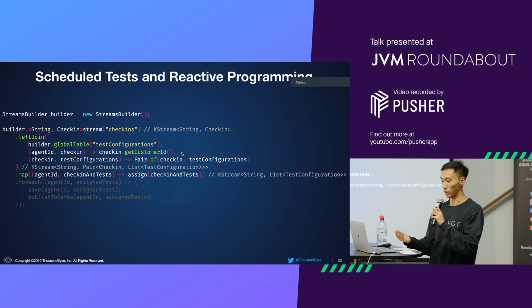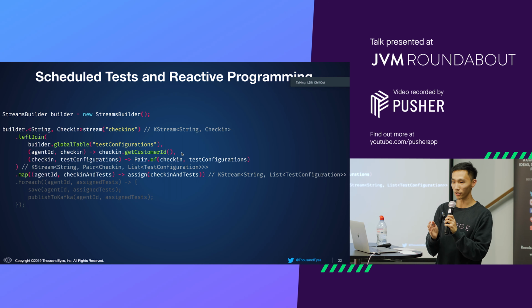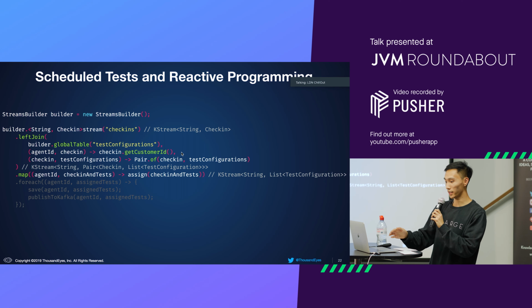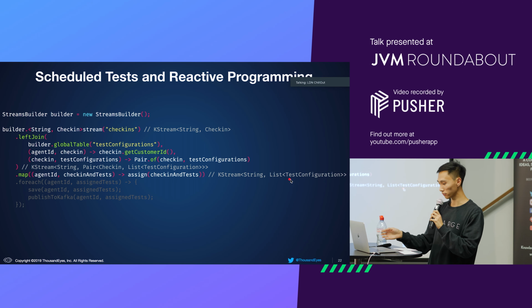After that, we want to do a map operator. And map is basically the same as any other map operator that you've seen in any other programming languages. It takes an input value and turns it into an output value. In our case, we call this assign method on the results. What the assign method does is it looks at the tests that are in this customer's account, applies the filters to the check-in to see which ones match, and then outputs the list of tests that match this check-in.